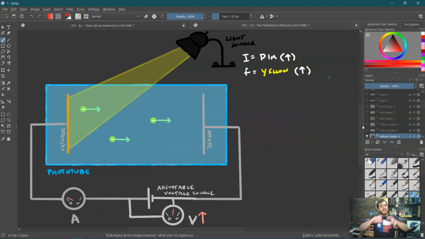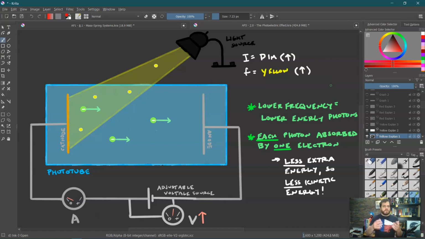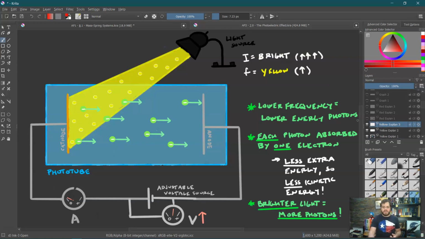Well, what happens if instead we have the yellow light? Once again, we have a dim yellow light here, so that's going to be a few yellow photons, and yellow has a lower frequency than violet, so these photons have a lower amount of energy than the violet photons, meaning that the electrons that absorb them have less energy. They're still going to be able to overcome the work function, but they're going to have less extra energy, so they have less kinetic energy. They're not moving through space as quickly after these individual photons have been absorbed. But once again, if we add more photons, that means more electrons can absorb those and more of them will escape. They're still going to have that smaller amount of kinetic energy.